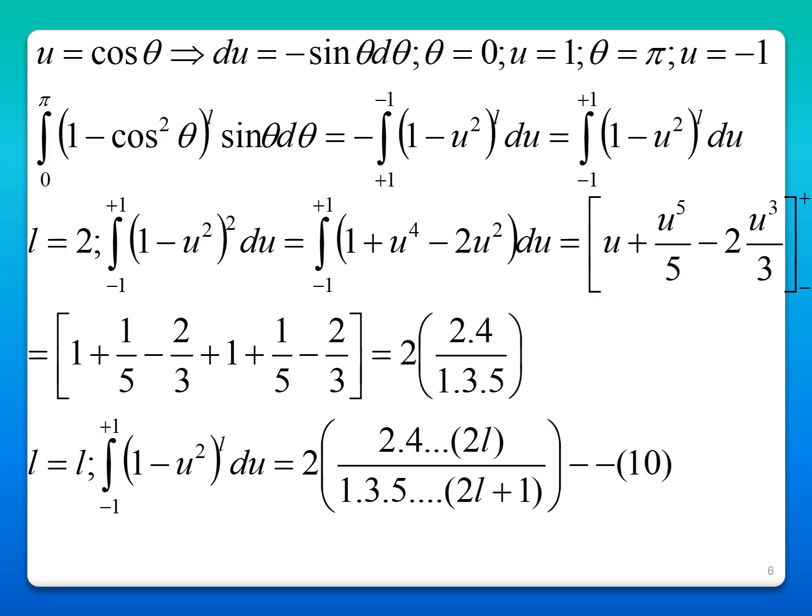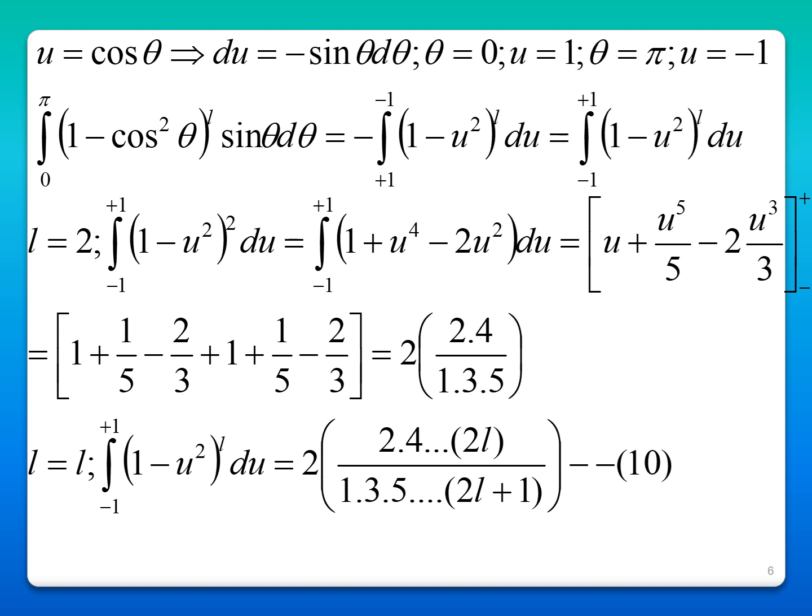Now you take u as cos θ, so du is minus sin θ dθ. If θ is 0, u is 1. If θ is π, u is minus 1, because if θ is 0, cos 0 is 1, and if θ is π, cos π is minus 1. So if you interchange this from θ to u, it is integral from minus 1 to 1, (1 minus u squared)^L du.